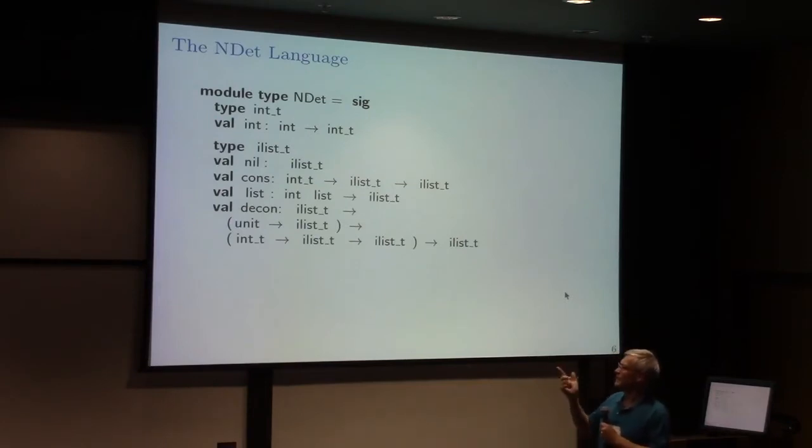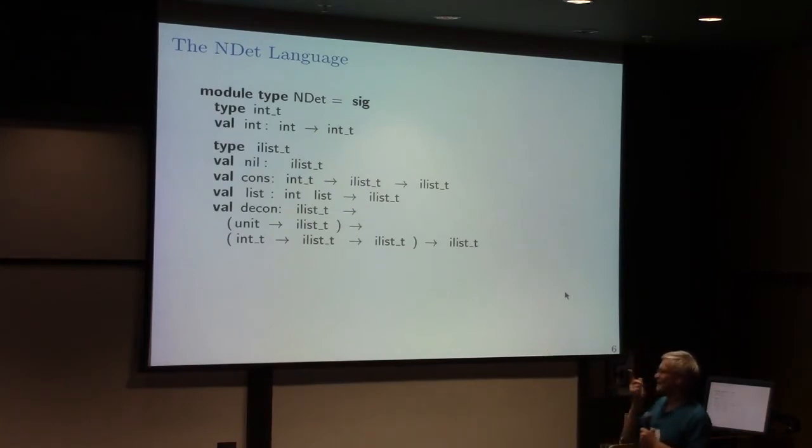Well, list is not necessarily needed, right? Because lists can be represented by cons and nil, but as we know, it's very convenient to have notation for literal lists. And of course, we need to have a deconstructor. Now, the deconstructor is a little bit, well, when you do embedded languages, it's always a problem, right? The deconstructor always becomes ugly.